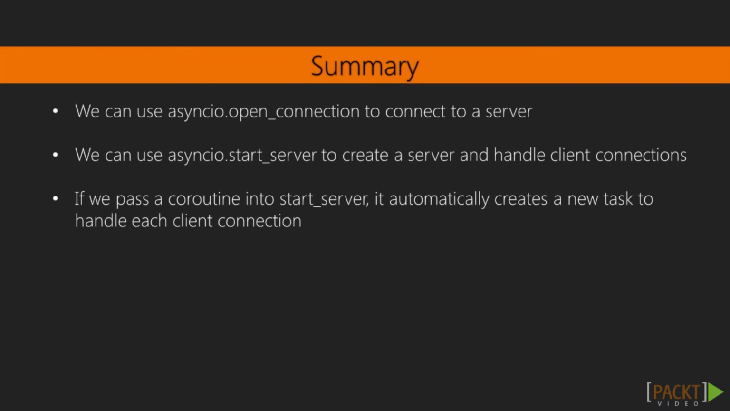Async I/O makes network communication ridiculously simple, at least in the common cases. We can use async I/O's open connection function to connect to the server, and we can use async I/O's start server function to create a server to handle client connections. If we pass a coroutine into start server, it automatically creates a new task to handle each client connection.